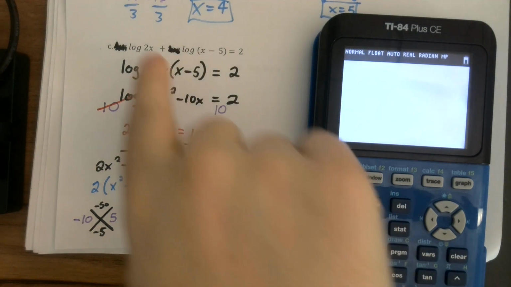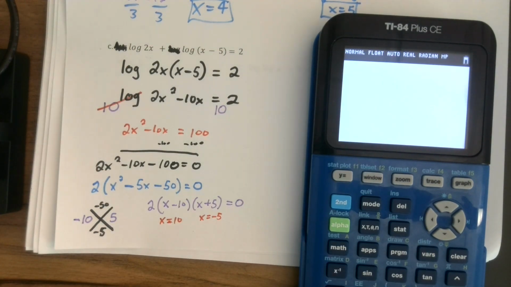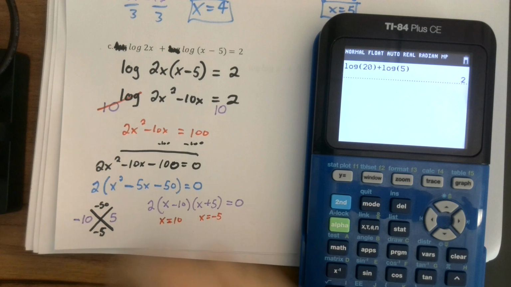Let's plug in 10 for both x's and see what we get. Log of 2 times 10, well, 2 times 10 is 20, plus log of x minus 5, well, 10 minus 5 is 5. That's supposed to equal 2? Fantastic. X equals 10 works. That is one of our solutions.